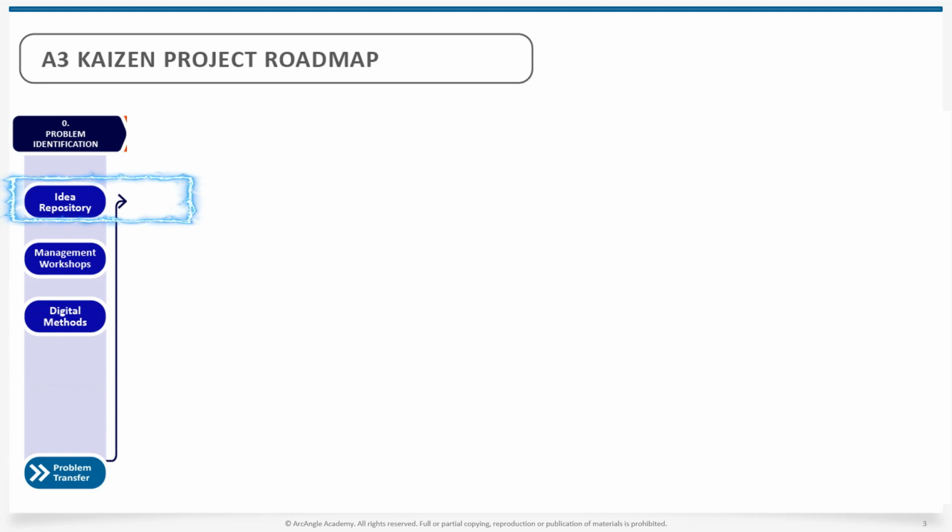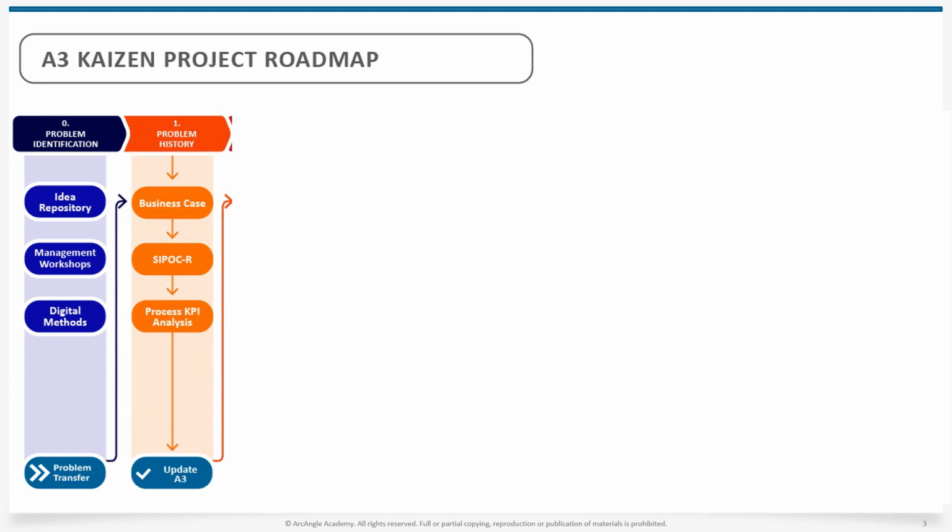This phase encompasses 3 steps. Idea repository, gathering and storing potential improvement ideas from employees. Management workshops, conducting workshops to generate and refine project ideas. Digital methods, utilizing digital platforms and tools to capture improvement ideas.